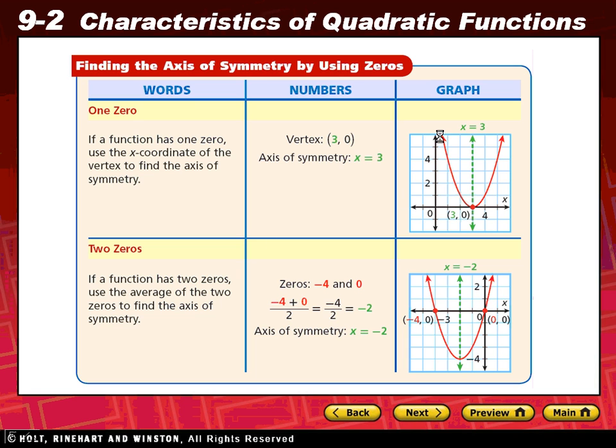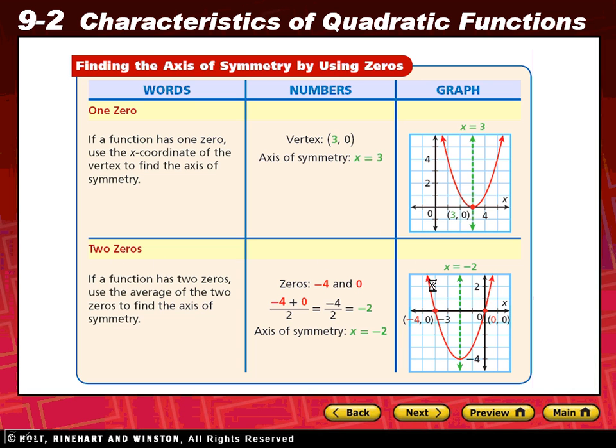Here's an example of a parabola that has one 0. And the axis of symmetry is going to be right where x is equal to 3, because that's the location of the vertex. The vertex is where x equals 3, y equals 0. So that vertical imaginary line is going to be the value x equals 3. Remember that in chapter 5 when we graphed lines that were vertical? Those were lines that were x equaled something.